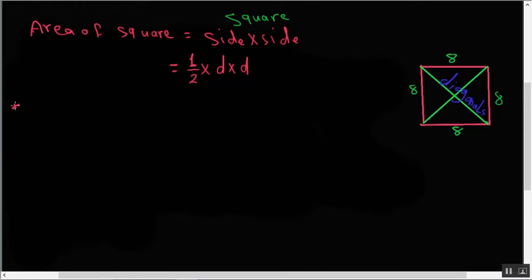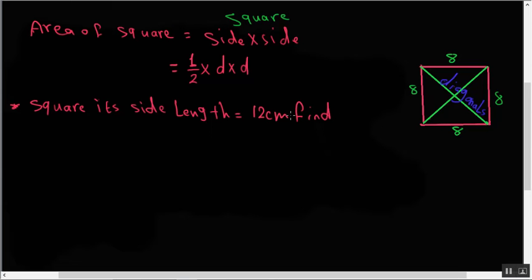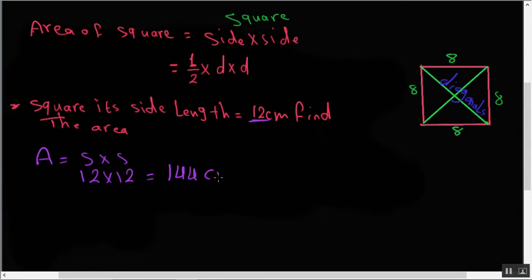We have an example. Here he said a square, its side length equals 12 centimeters. Find the area. We have a rule. We can say area equals side times side. Side here equals 12, so we'll say 12 times 12. 12 times 12 equals 144 square centimeters.